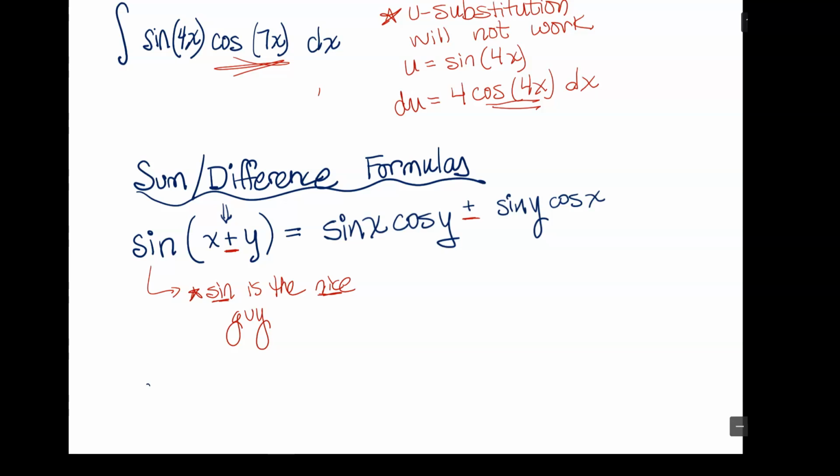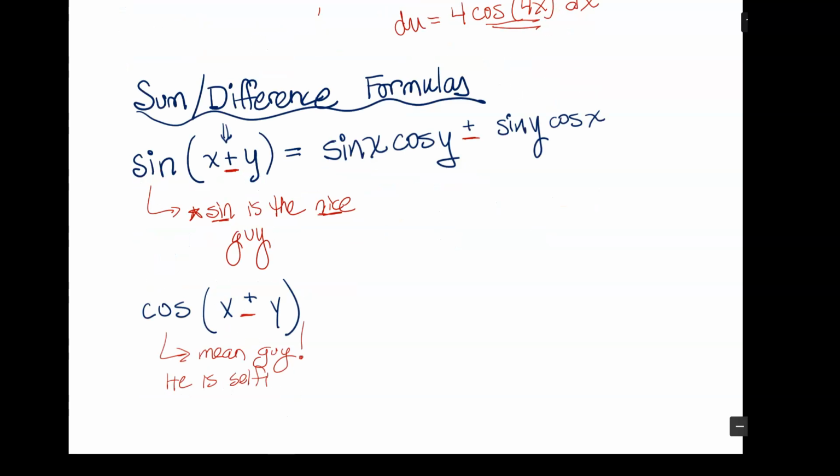So unlike sine, cosine is the mean guy. Cosine is selfish and tricky. He's selfish because he does not share those angles with sine. He does not want to intermix or mingle with sine. He wants to take on both of those values first and by himself. So we've got cosine x, cosine y. What makes him mean is that he's going to switch the sign on you. So if you had addition here between the angles, it's going to turn into subtraction.